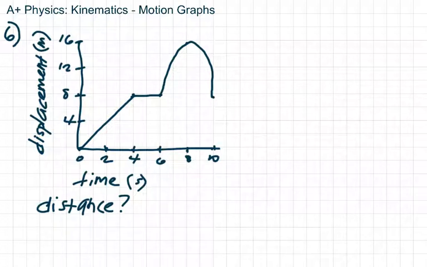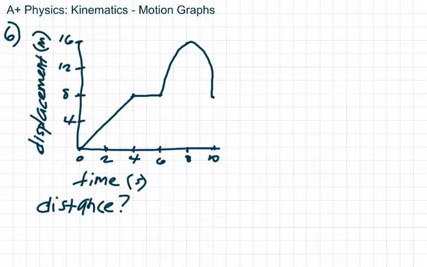So again, if you have a graph, the first thing you do is identify the kind of graph you have. This is a d versus t graph, not a v versus t graph. It's also a displacement graph, which explains why the displacement can go from 8 meters at 6 seconds out to 16 and then come back. You can't do that with a distance graph.